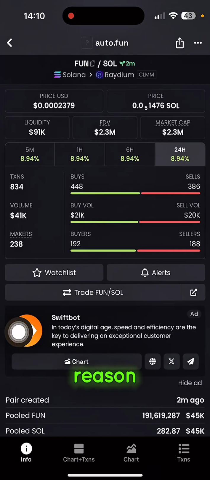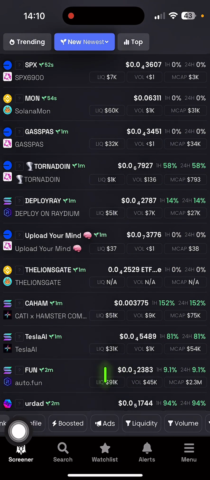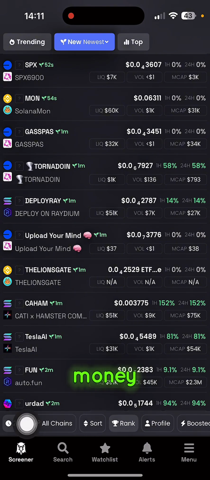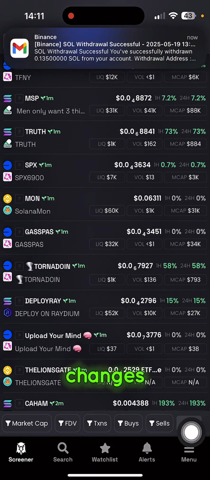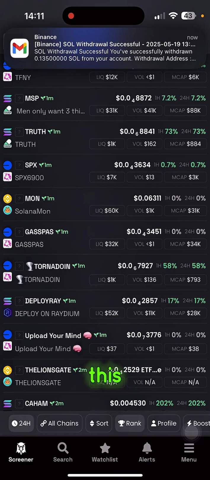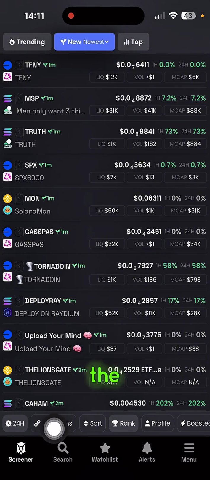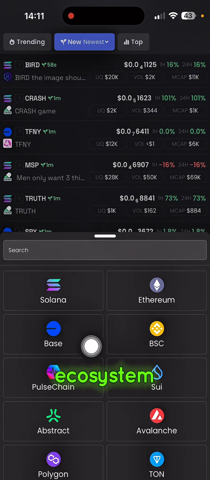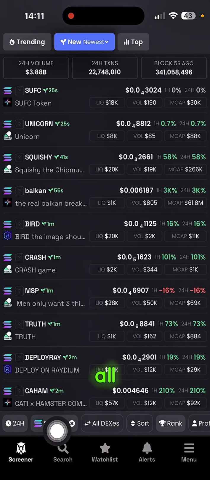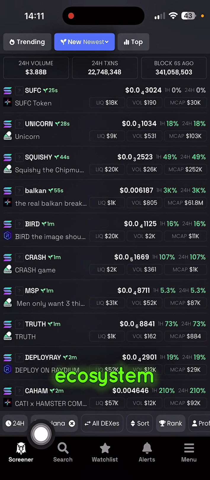So that's the more reason I'm going to be using this filter, so I can filter out the ones that have the potential of making money. So apparently, we'll be making some changes to that filter so it can suit this strategy I'm about to show you. So switch the all chains option to the Solana ecosystem first of all, because we'll be doing everything based off of the Solana ecosystem.